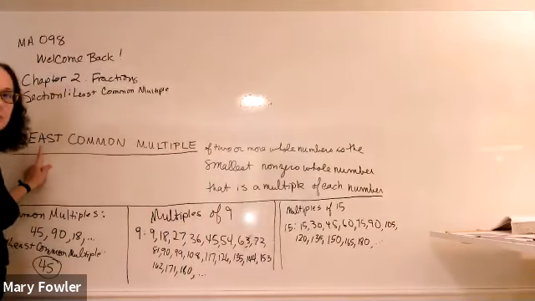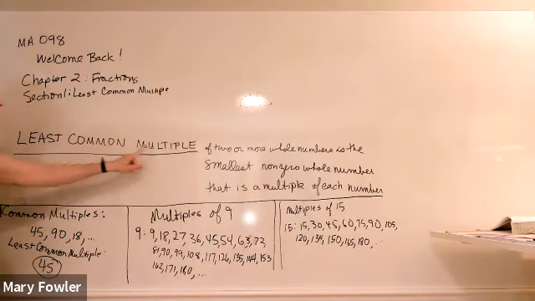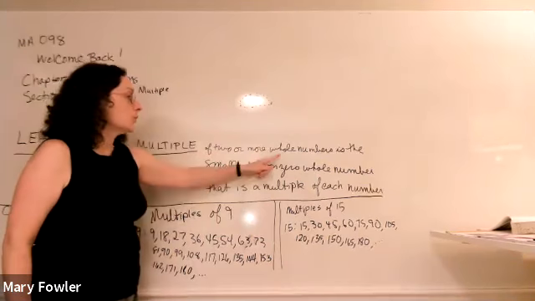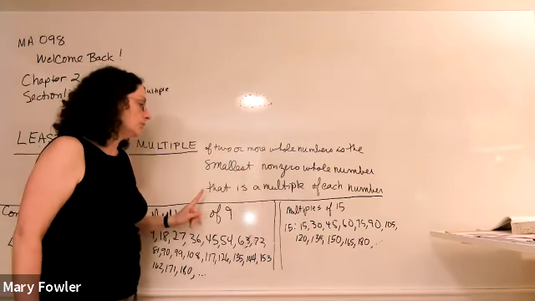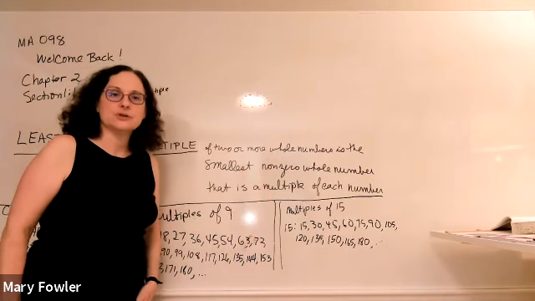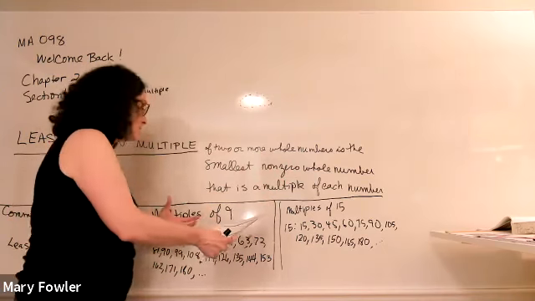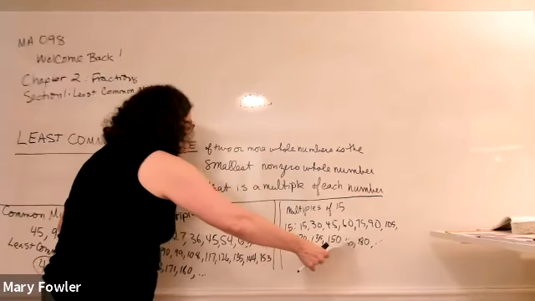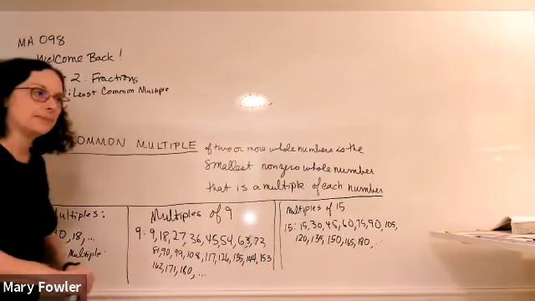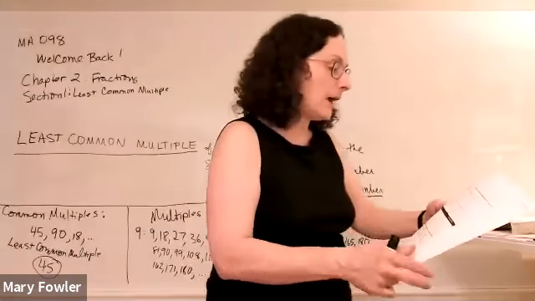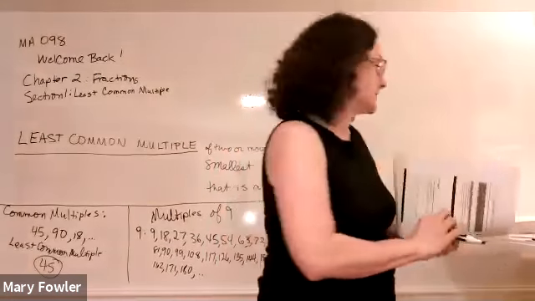Let's look at this definition, which I had written out here. Definition, which is important in our study of fractions: the least common multiple of 2 or more whole numbers is the smallest non-zero whole number that is a multiple of each number. So we look at the list of the multiples, and then we take the smallest of that. That's just what we did. Let's go through another example.